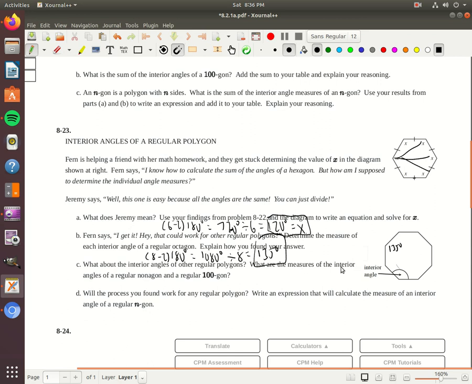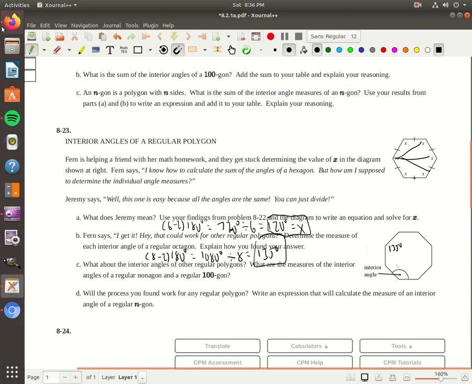All right, so what about the interior angles of regular polygons? What are the measures of the interior angles of a regular nonagon? I don't even know what a nonagon is. I'm pretty sure it's 9-sided. Is it worth doing a Google? I feel like it's 9 sides, but we should probably confirm that.